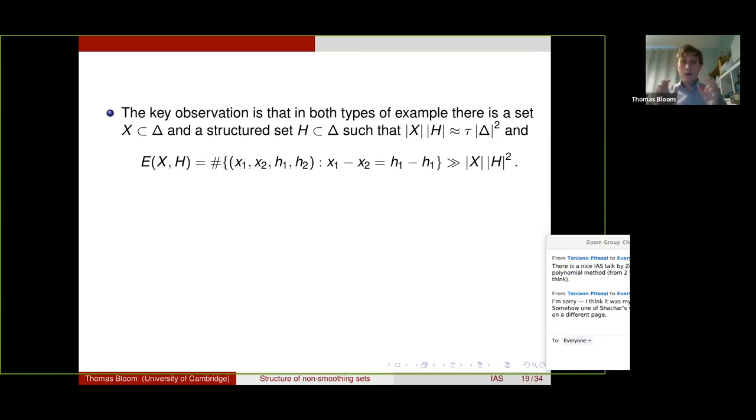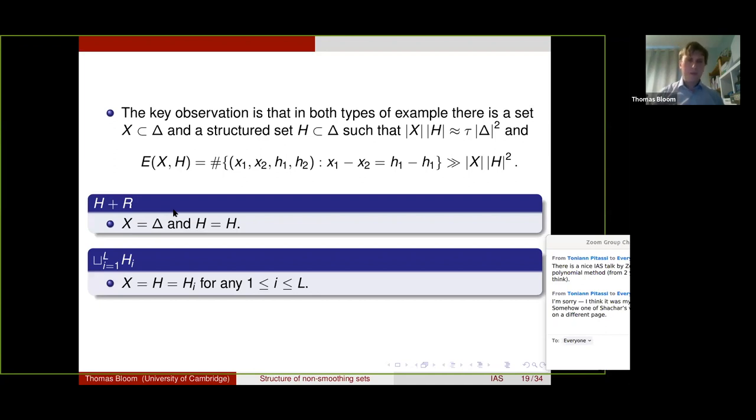Okay, so we have two pieces, x and h, such that their product is some fixed size, and the relative energy between them is maximal. So between them there's a lot of structure. For example, in the first family of examples, you take x to be delta and h to be, well, the h. And in the second family of examples, we take x to be the same as h, which is just hi for any fixed i. Both of these choices have the same property. So again, the actual sizes of x and h themselves do vary between examples, but what's always true is that the product of them is tau times delta squared.